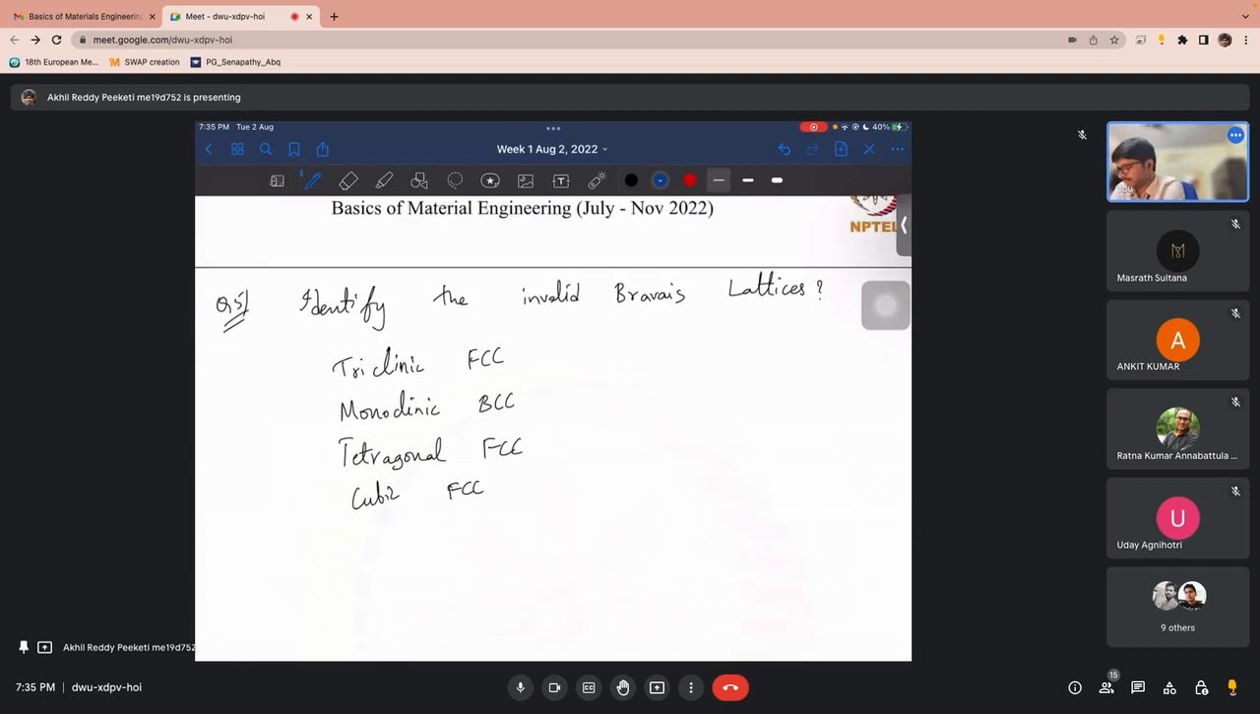So here we should identify the invalid Bravais lattices. Can any of you explain what Bravais lattices are and how many there are? Anyone?